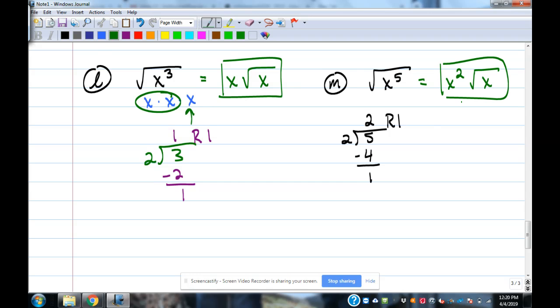If we wrote that out and circled pairs, we get the same answer. x, x, x, x, x. 1 pair, 2 pairs. That's the x squared that's on the outside. And then this one guy that doesn't have a partner is still on the inside. Same deal with the division, but I think the division's quicker. And we're all about getting things done faster, right?